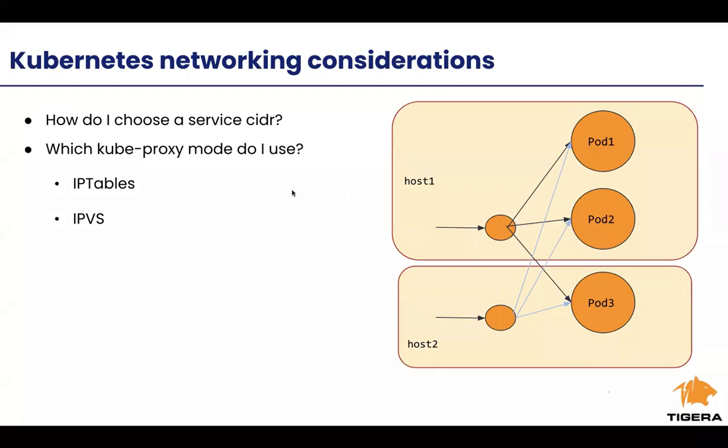But so these are the things that you're going to want to decide. You're going to want to have your pod CIDR and your service CIDR, and you want to make sure that they're non-overlapping. You don't want to have the same network CIDR for your pod and your service CIDR. Those need to be different.